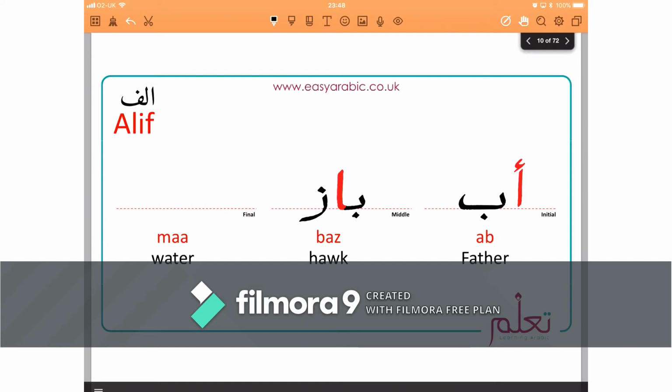The next one is ma, so the alif at the end, the meme, and then we know the alif joins onto it, and sometimes they put the hamza at the end. Yeah, ma, which is so ab, then we have baz, and then we have ma. Okay, so that's the letter alif.